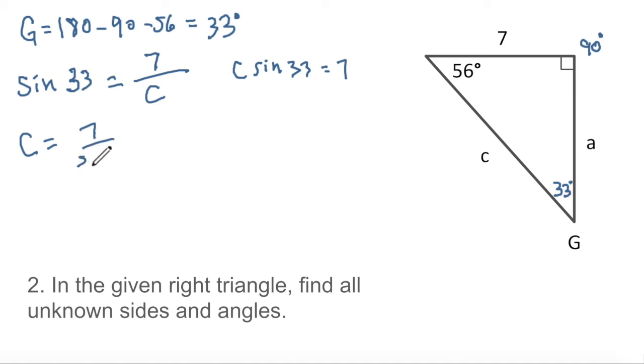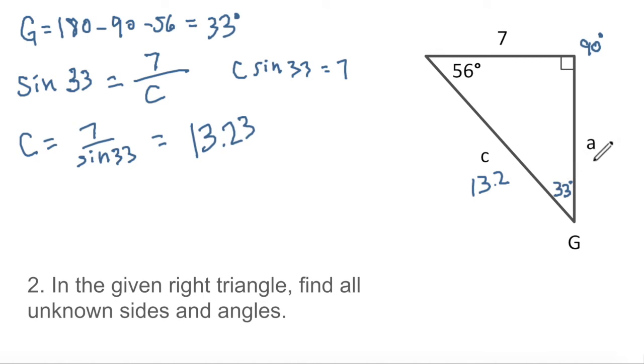over sine 33. And when we calculate this on a calculator, we get the length of side C, which is 13.23. So here's our side C. We're done with that. 13.2, we'll call it.